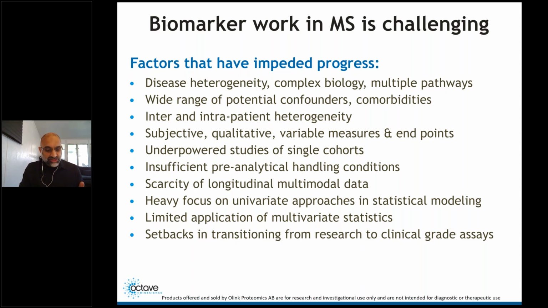Studies for which we have longitudinal serum samples along with richly annotated clinical and radiographic data are few and far between. There's been a heavy focus on univariate approaches and limited application of multivariate statistics in the modeling that's been done. And there have also been setbacks in transitioning from research to clinical grade assays. These are all factors that have impeded progress and that we've thought about deeply as we've developed our biomarker test.